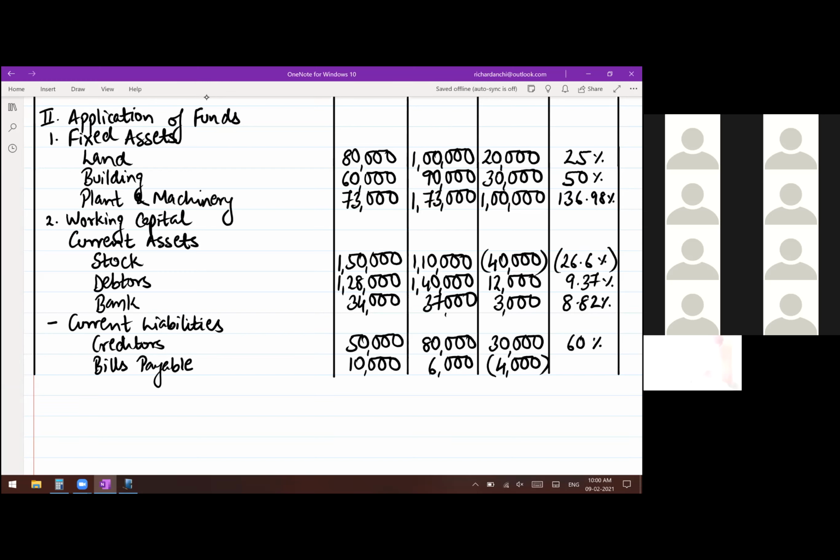And then if you want the percentage change column, minus 4,000 divided by initial 10,000 into 100. What is the answer? Minus 40%, correct. So write 40% in a bracket, minus 40%.